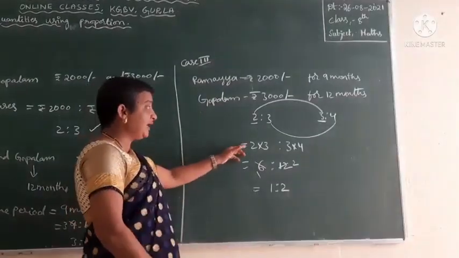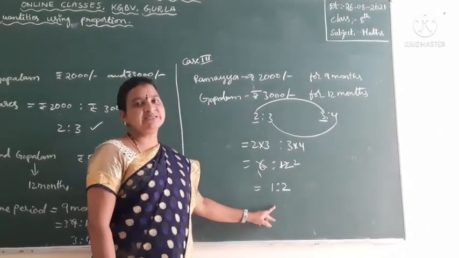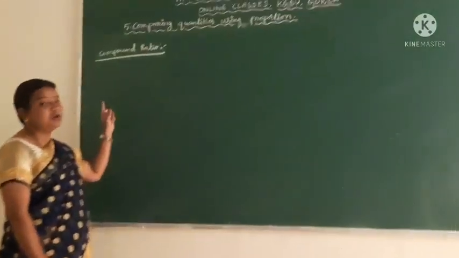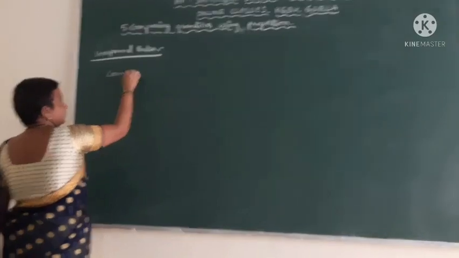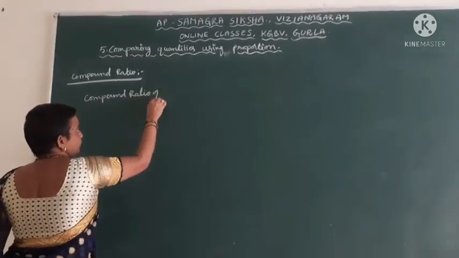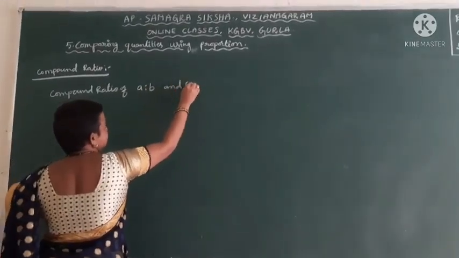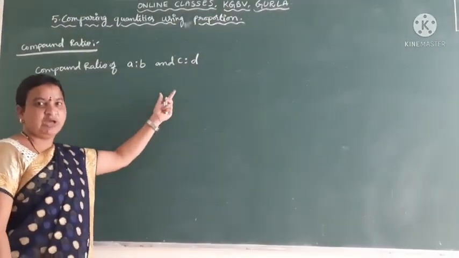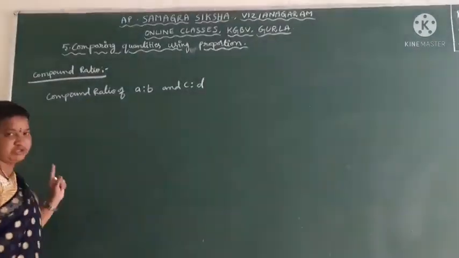Here we have to write two ratios as a single ratio. This is known as compound ratio. Okay, children. Now compound ratio. The compound ratio of two simple ratios A is to B and C is to D. These two are simple ratios. We have to write these two simple ratios as a single ratio. That is called a compound ratio.